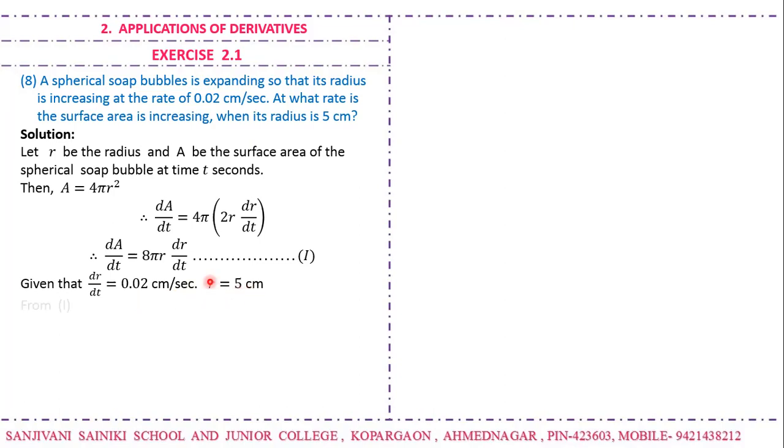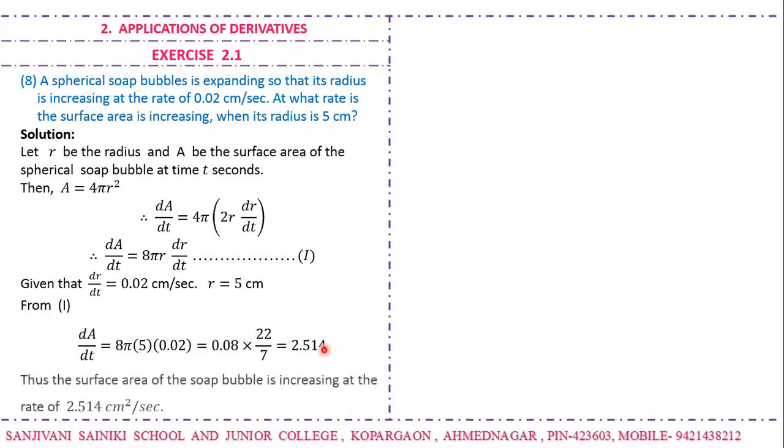Use these two values in this equation, you get 8 pi into 5 into 0.02. After multiplication, you will get 2.514. Thus, the surface area of the soap bubble is increasing at the rate of 2.514 centimeter square per second.